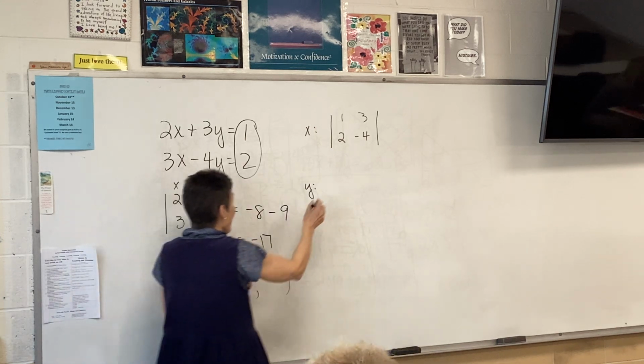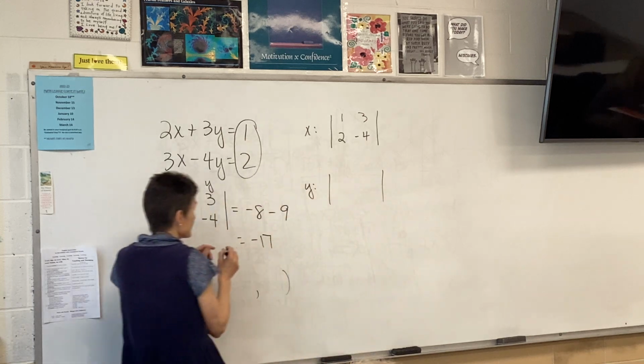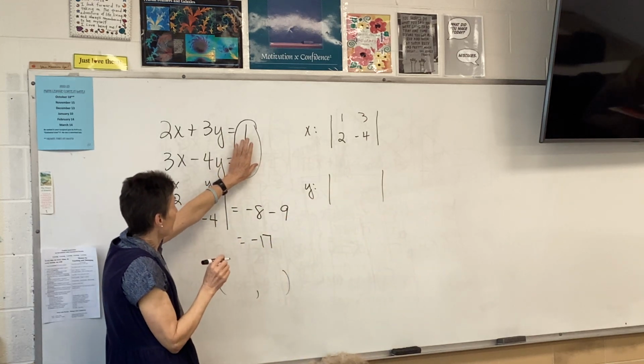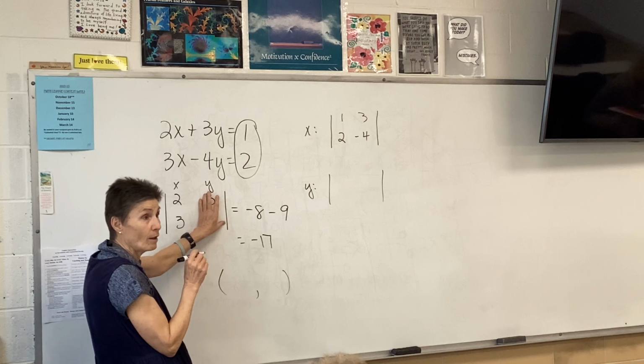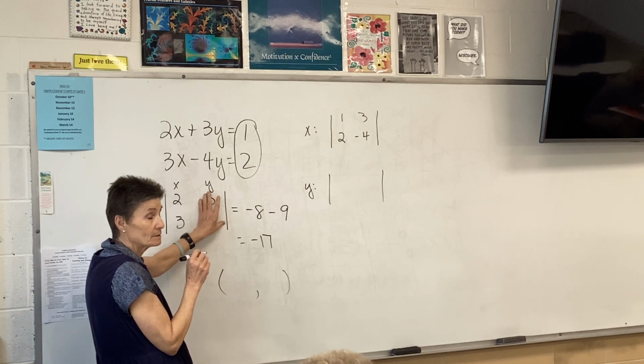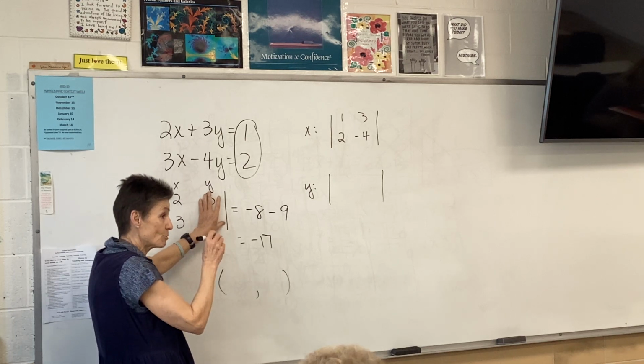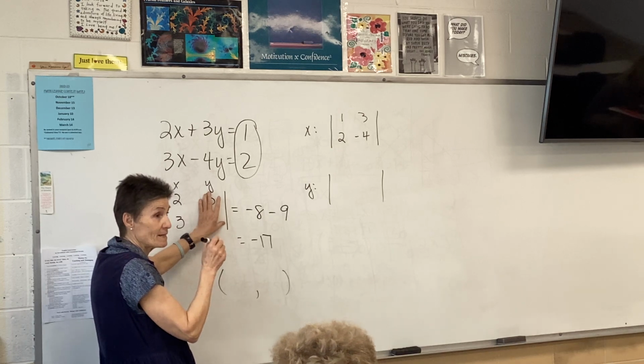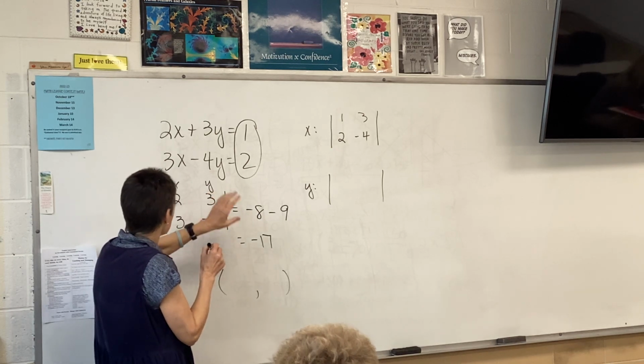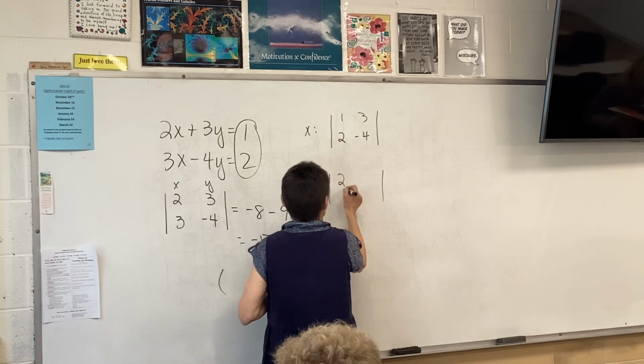Then to do the Y variable, you do the same thing, only you cut out the 1 and 2 and paste them on the Y spot. So whatever letter you're solving for, that's where you paste it. Okay? So 2, 3, 1, 2.